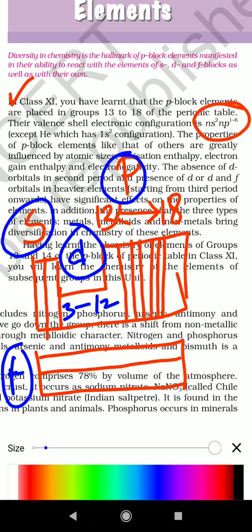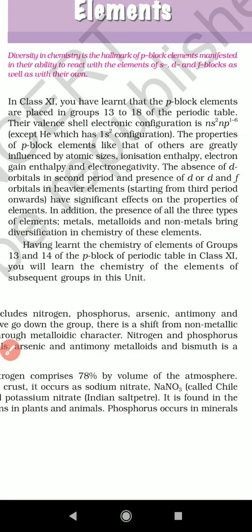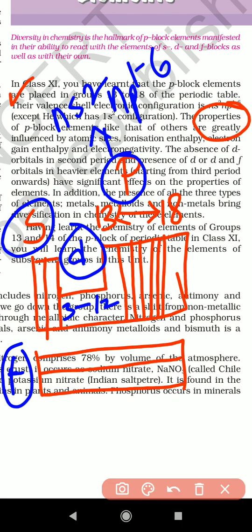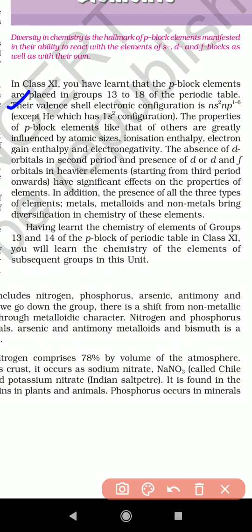Now let us see this P block elements. What is the outermost electronic configuration? ns2 np1 to 6 electrons are present. Let us see that. So the outermost electronic configuration is ns2 np1 to 6.